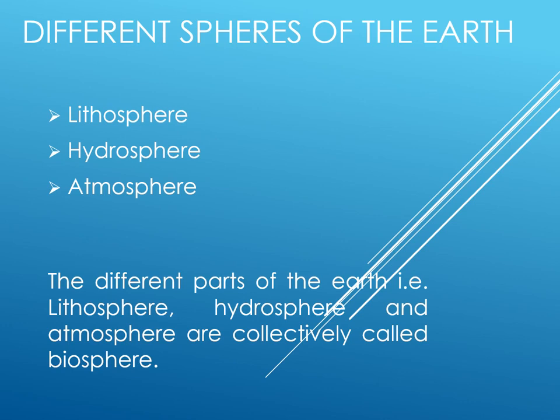Now, let me introduce the third, that is atmosphere. Atmosphere, what is it? It is a blanket of air that surrounds the earth. It contains lots of gases, and among them, the most important gas which living organisms require is oxygen. Among these gases, ozone is present in the upper part of the atmosphere, and it prevents us from the harmful radiations which come from the sun.